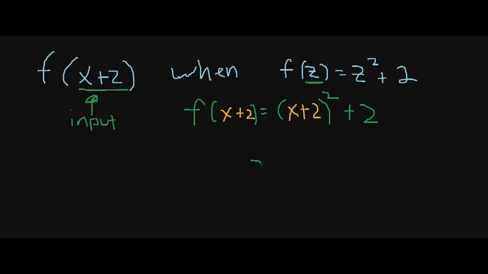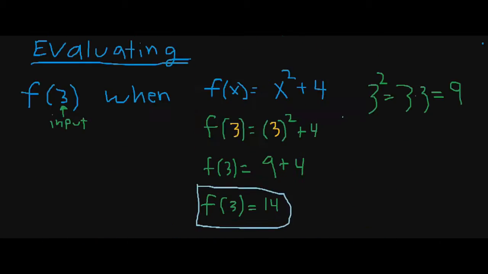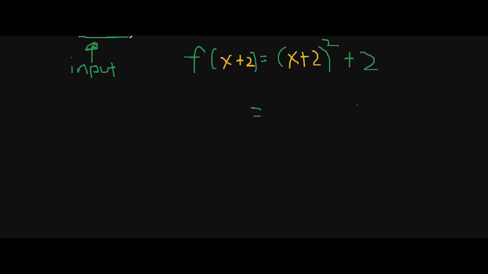Now this is equal to, well, remember right up here, 3 squared is the same thing as 3 times 3, which is 9. Well, this is the same thing then as x plus 2 times x plus 2. It's basically multiplying itself by 2. That's what that square means. And we have this plus 2. There we go. And now what we essentially need to do is use the distributive property.